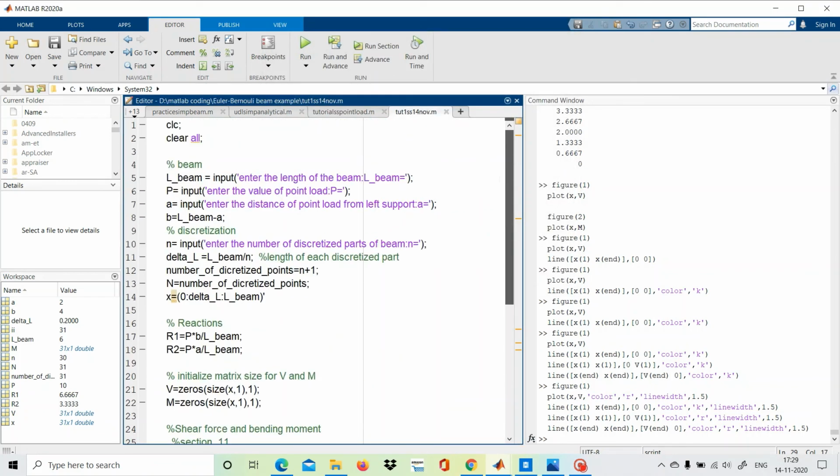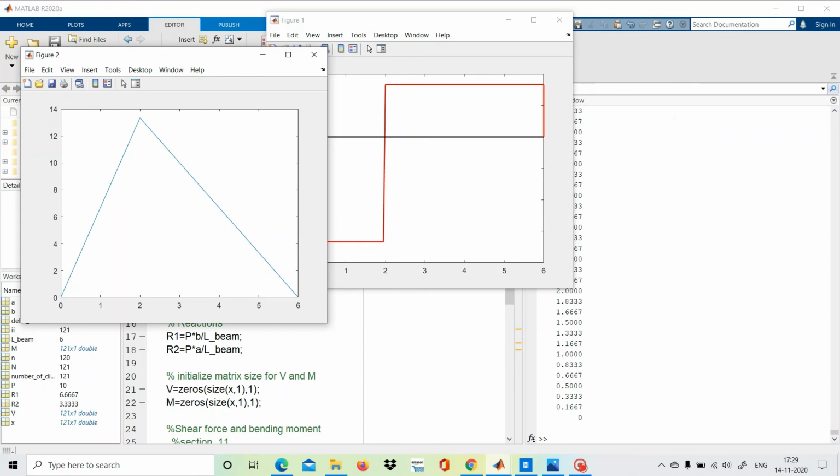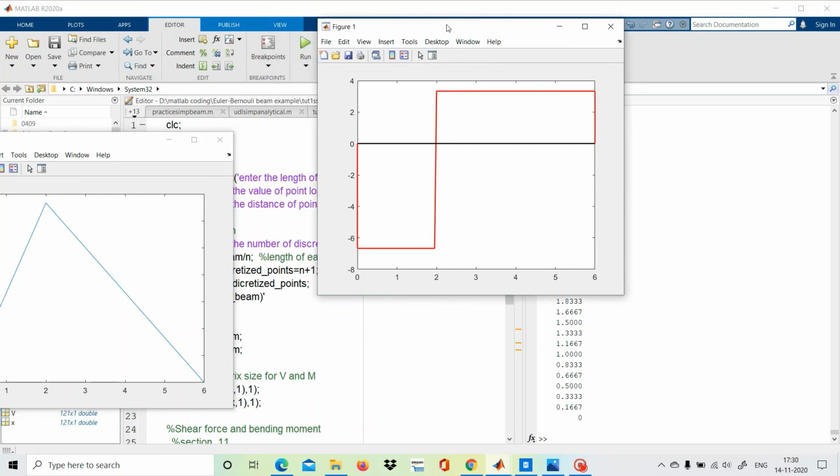We will just go back and run it again. Enter the length, we will give the same data. Enter the value of the point load, we have given 10. Enter the distance of the point load from the left support, 2 meter. The number of discretized parts of the beam we will give, suppose, 120. Now see, we have got the vertical line. So we have increased the number of discretized parts, and we get the correct result. Okay.